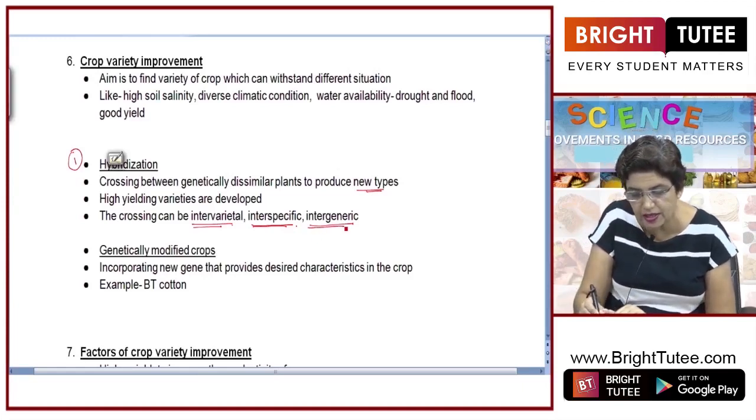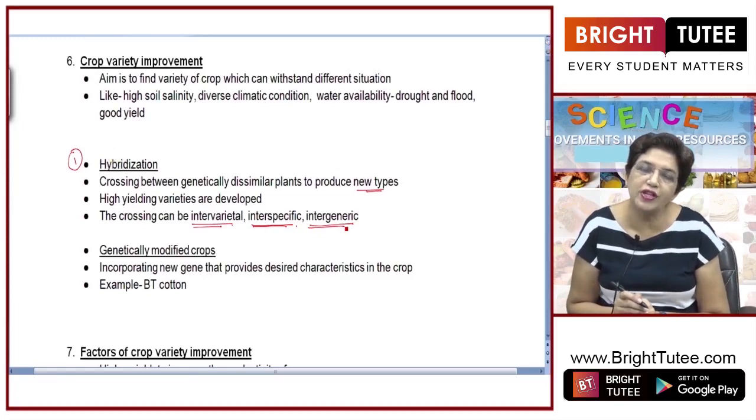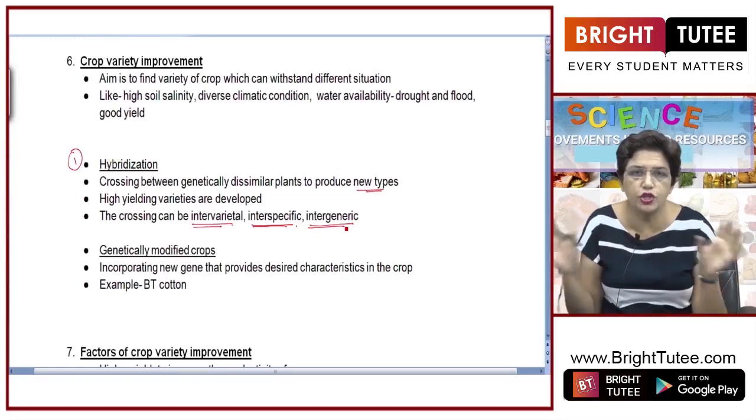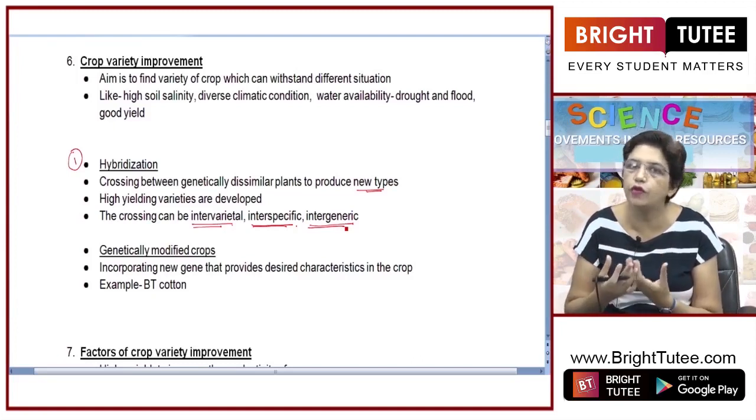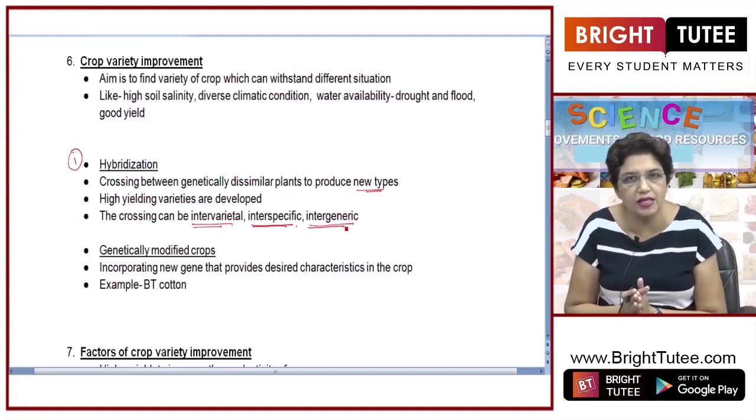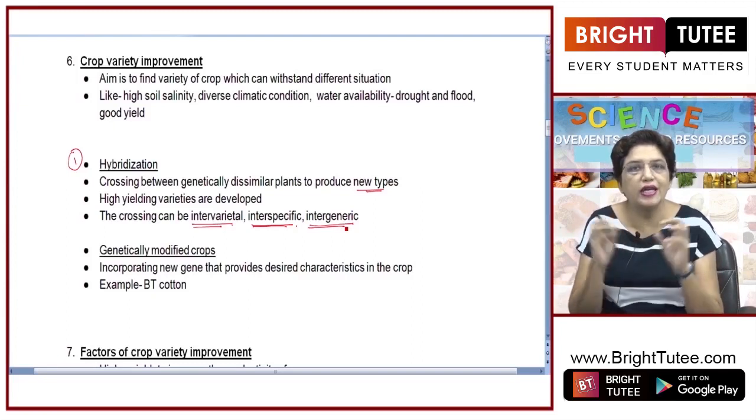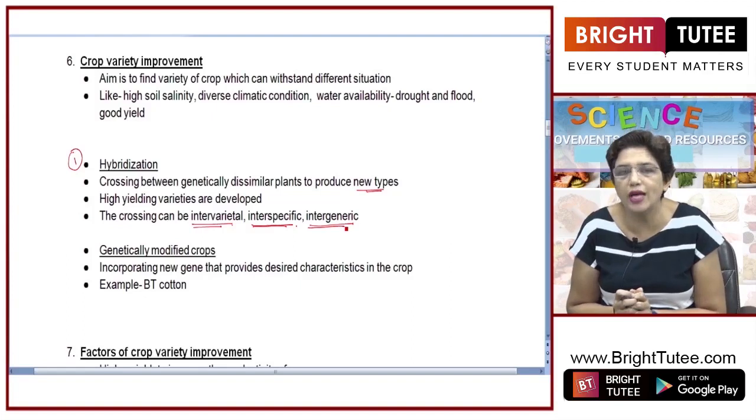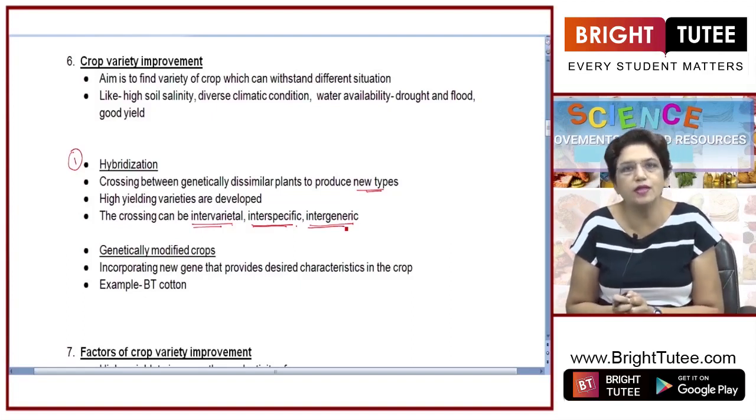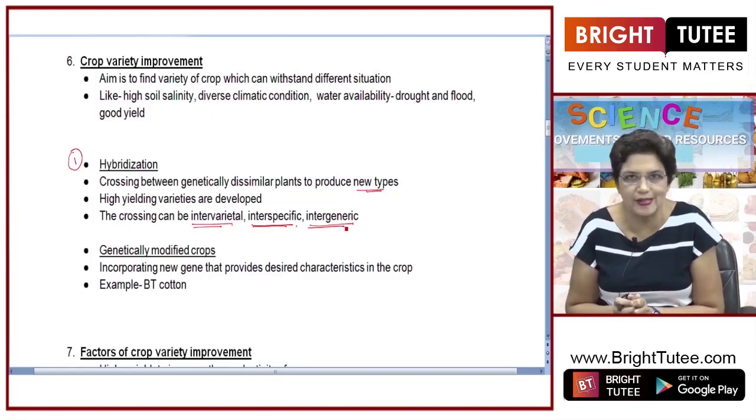And then next is intergeneric, that is two different genera. Okay, two different genera altogether, they are hybridized to give rise to a new kind of crop. So this is hybridization, in which genetically different types of crops are made to fertilize together, and which gives rise to a new type of seed with desirable characteristics.